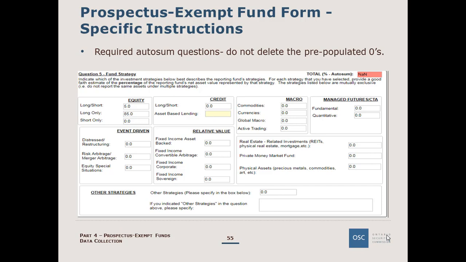Another important thing in the Prospectus-Exempt fund form is the questions which have an auto-sum option. As you can see, for example, question 5 on fund strategy, we ask you to provide a percentage breakdown of your fund's assets across different strategies. As you can see also, the form is pre-populated with zeros. You have the option to change the percentages based on what strategy is applicable to your fund. But if you delete any of the zeros, as you can see here, the asset-based lending is missing, the total auto sum goes to NaN, and you will not be able to save or submit the questionnaire. So please make sure that you do not delete any of the pre-populated zeros and only change the percentages of the strategies which apply to your fund.